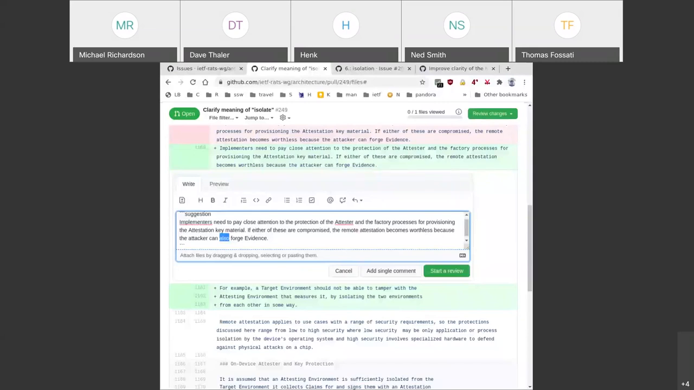Garbage in, garbage out, right? So protection means no garbage in. Yes. Just have to figure out how to say that. And protecting the key material means no garbage out. Yeah.